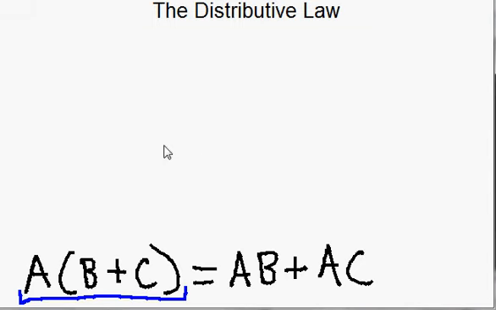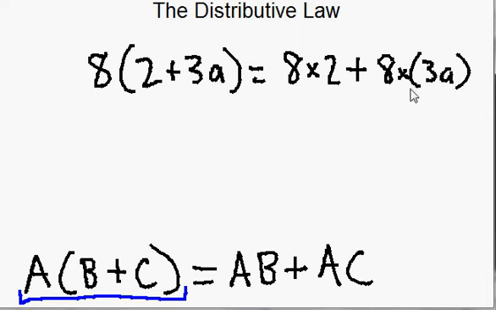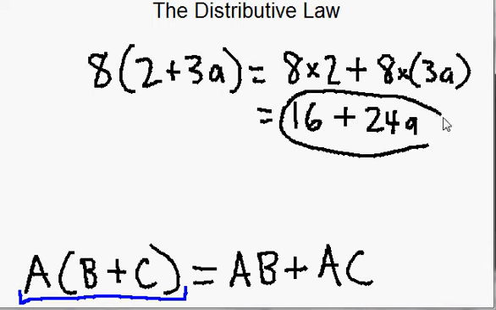All right, what about 8 times 2 plus 3a? And we'll get 8 times 2 plus 8 times 3a, which is 16 plus 24a. There you go. Not too bad.